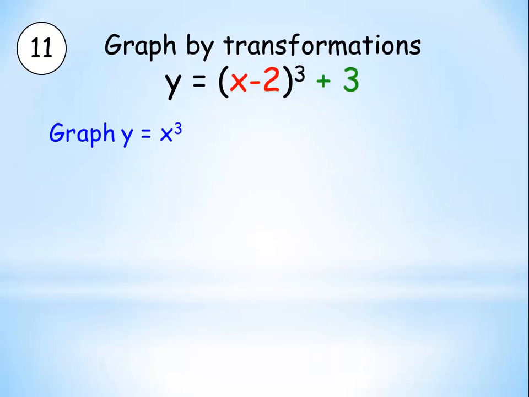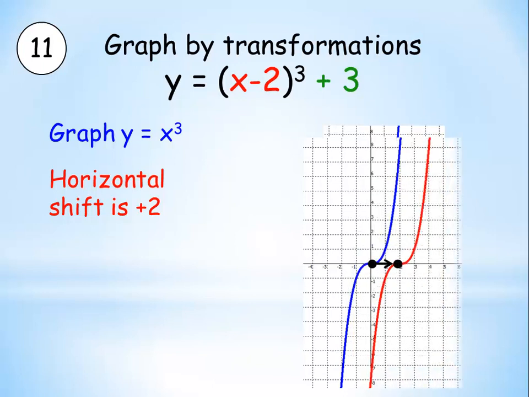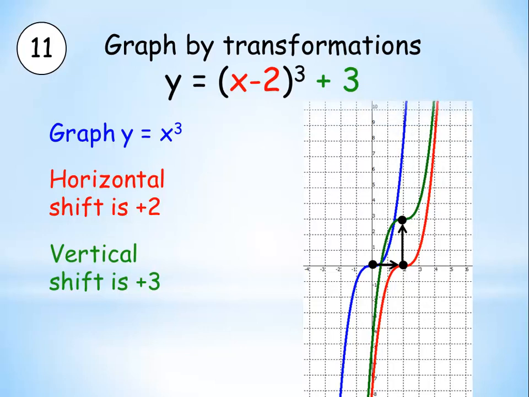If we add on a 3, then of course we begin with the parent graph. The horizontal shift is +2 and the vertical shift is +3. We move the inflection point to the right 2 and up 3. And our new inflection point is (2, 3).